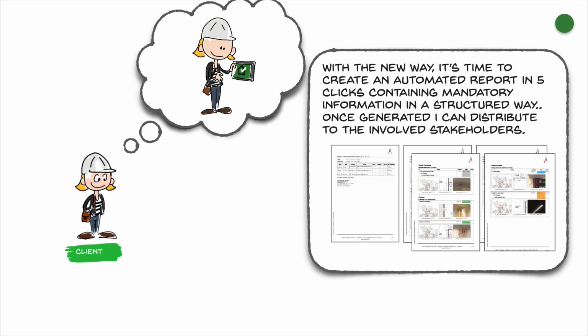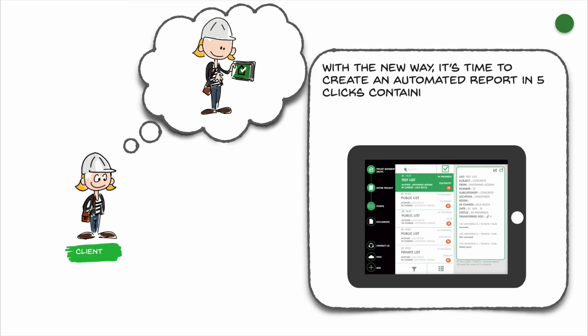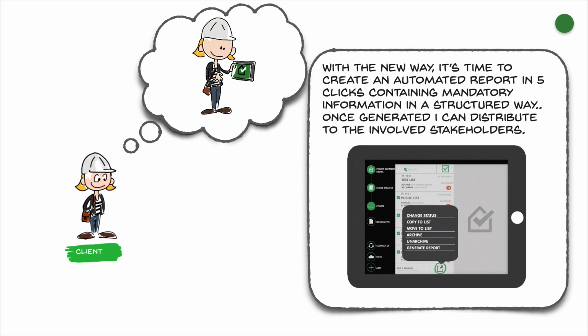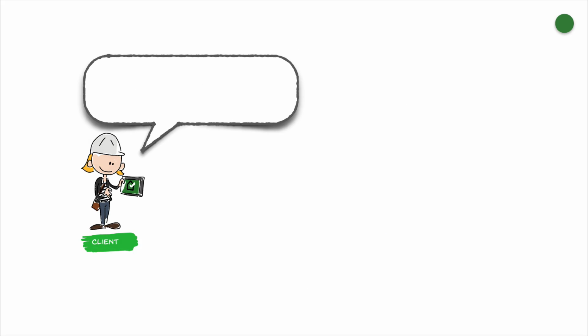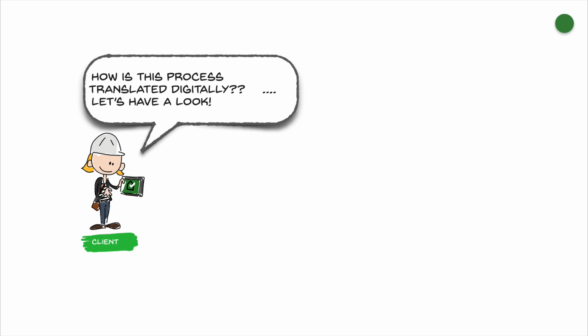Of course, you are wondering, but how does this work in the new era of digitalization? Well, the new solution allows to create an automated report in 5 clicks containing mandatory information in a structured way. Once generated, the report is automatically distributed to all stakeholders involved. As a result, an architect just saves 50% of his time. Great, this dream has come true. Let's quickly have a look on how they do this.